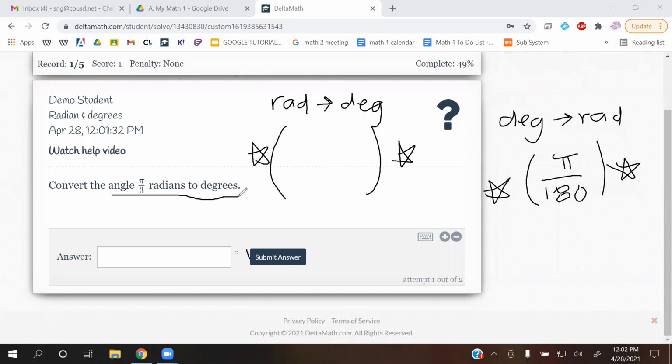Instead of multiplying by pi over 180, it's now 180 over pi. Pretty straightforward, right? It's just the flipped version. So how are you going to know between these two which one you're going to use to multiply by?